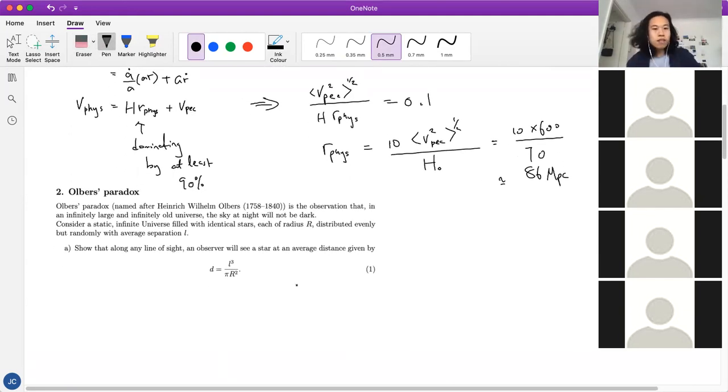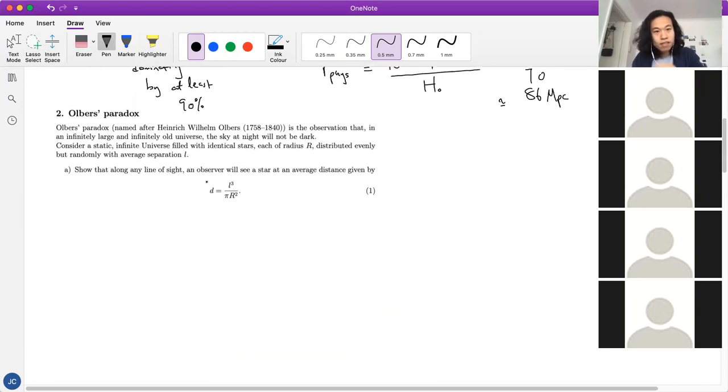Olbers' paradox, named after Heinrich Wilhelm Olbers. It's the observation that in an infinitely large and infinitely old universe, the sky at night will not be dark. Consider a static infinite universe filled with identical stars, each of radius capital R, distributed evenly but randomly with average separation L. Show that along any line of sight, an observer will see a star at an average distance given by this.